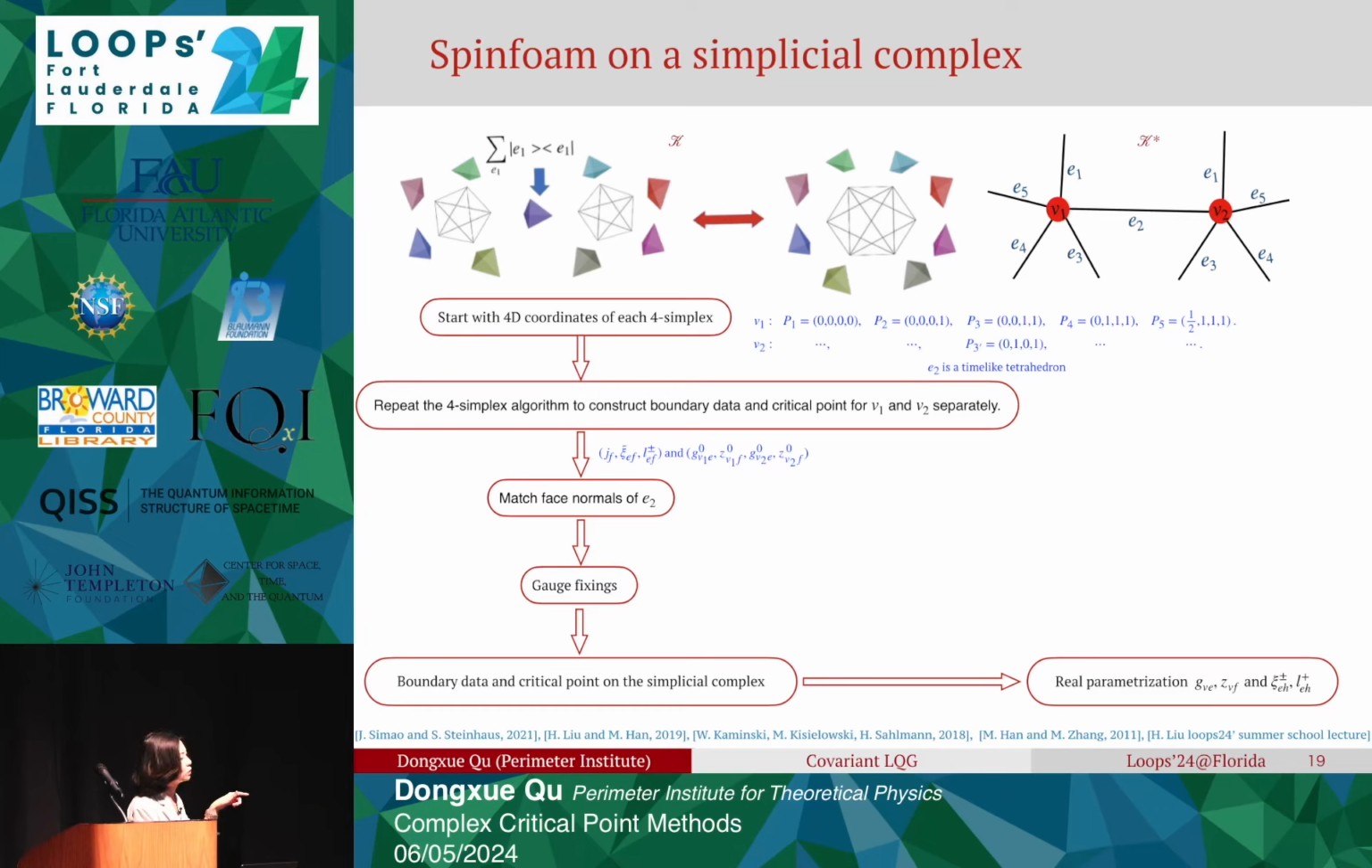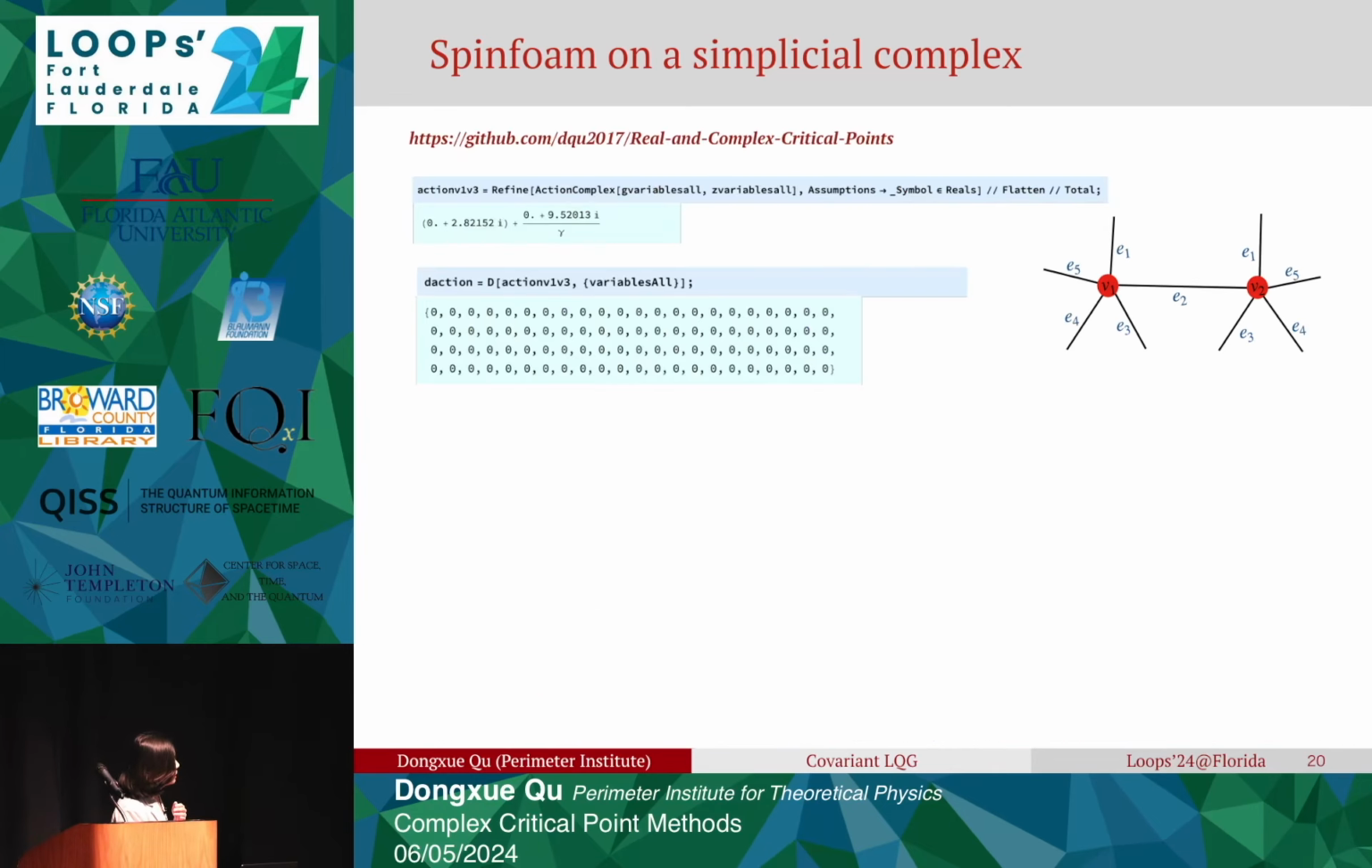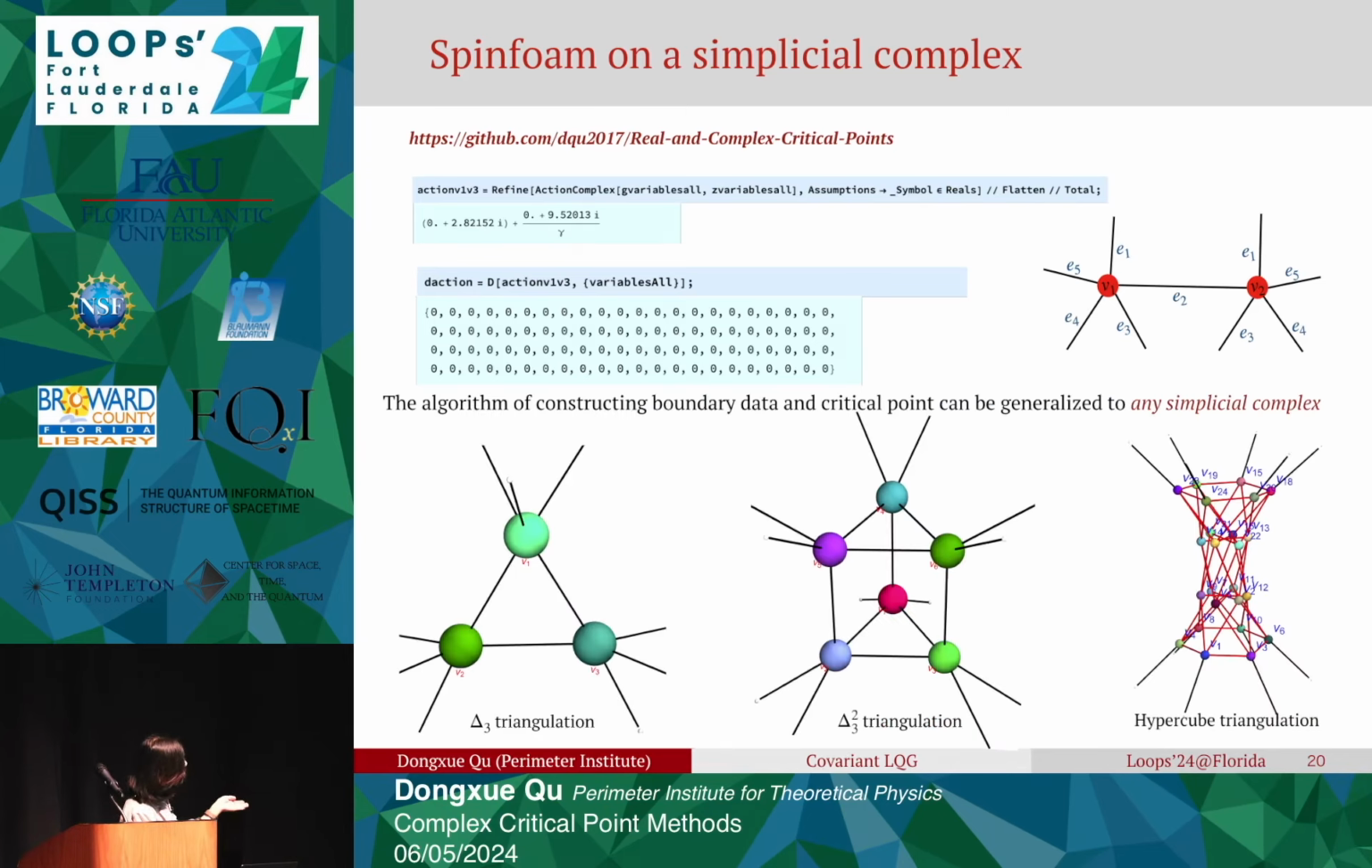And then we do the real parametrization. We get the spinfoam action. And here for this example, it's just a function with 91 real variables. And we can evaluate the spinfoam action on the critical point for this example, and furthermore check the equation of motion, which is also satisfied. So I want to say that this algorithm can be generalized to any simplicial complex, and we can construct the boundary data and obtain the critical point.